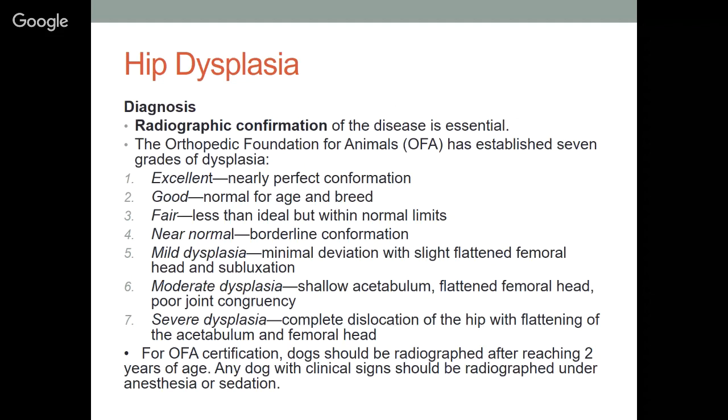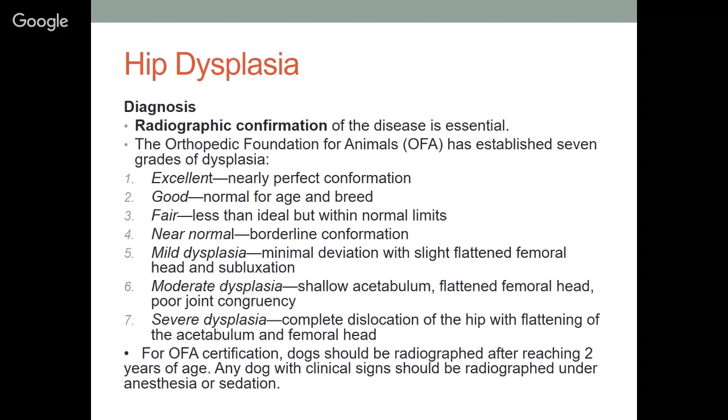Near normal is borderline conformation. Mild dysplasia means minimal deviation with slight flattened femoral head and subluxation. Moderate dysplasia shows a shallow acetabulum with a flattened femoral head and poor joint congruency. We can diagnose poor joint congruency by seeing those osteophytes. Severe dysplasia is the complete dislocation of the hip with flattening of the acetabulum and femoral head.